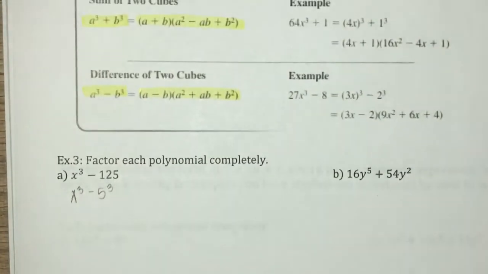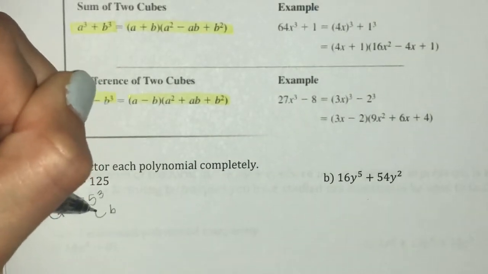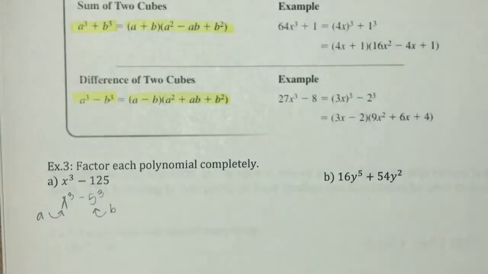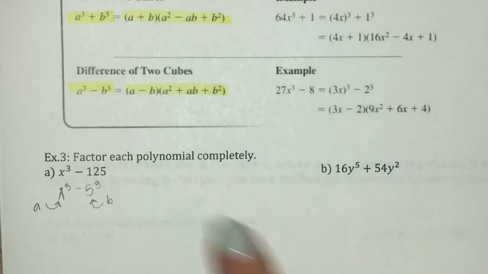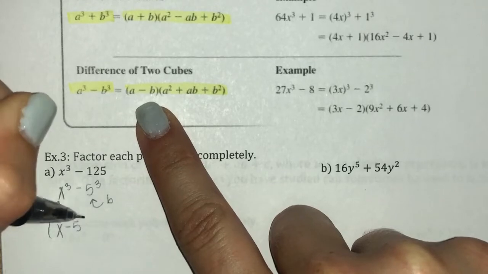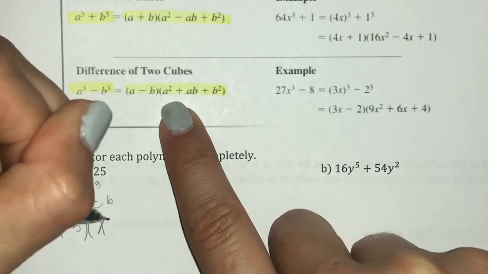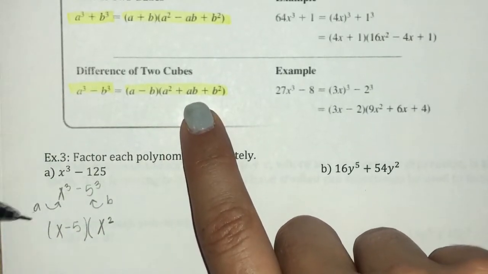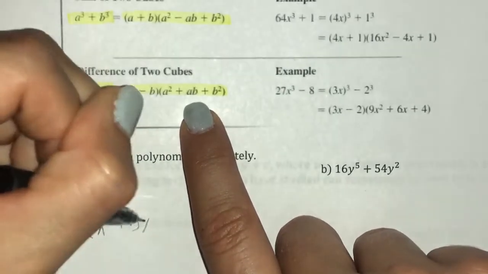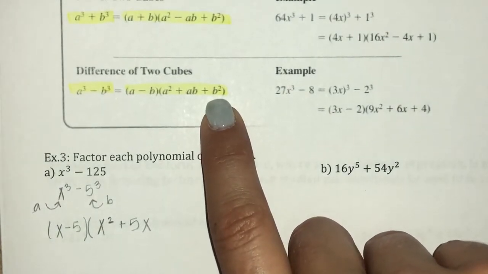And then we can see I have a difference of cubes. A is going to be x, b is going to be 5. And then we're basically just substituting a and b into this formula, so x for a and 5 for b. It's a minus b, so x minus 5 times a squared, so it'd be x squared, plus ab, so x times 5, so plus 5x, and then plus b squared, so plus 5 squared, so plus 25.